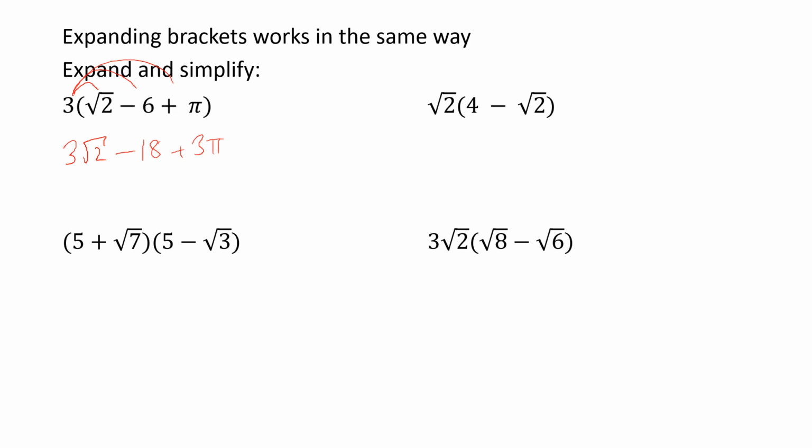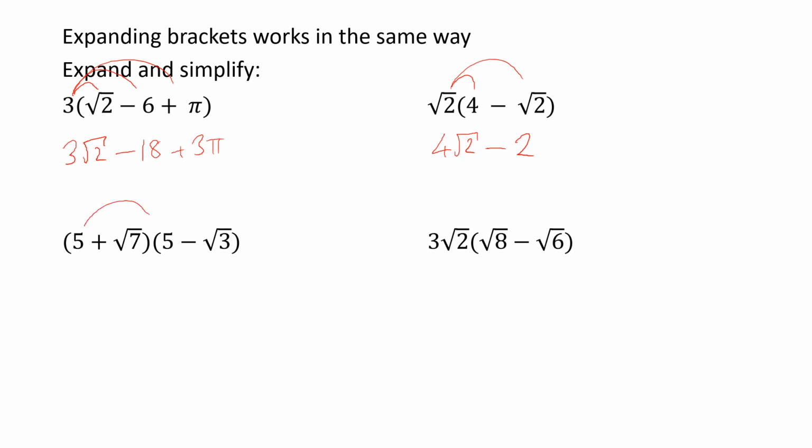Let's look at a slightly more complicated one. Root 2 times 4, that's just 4 root 2. We generally put the number at the front. And then root 2 times root 2 is just 2. So 4 root 2 take away 2, that's as far as we can go.